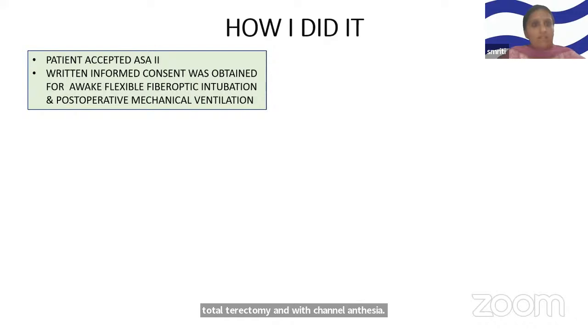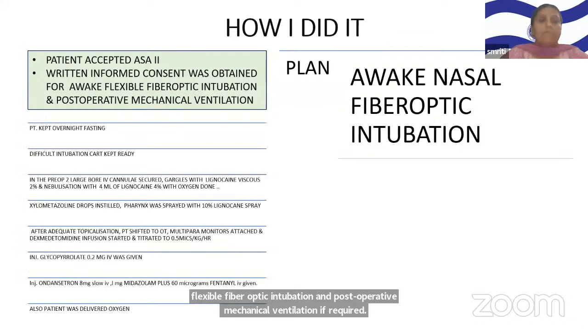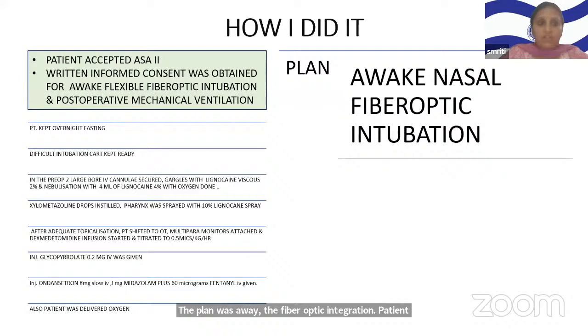So, how I did it? Patient was accepted under ASA 2. A written informed consent was obtained for awake, flexible, fiber optic intubation and post-operative mechanical ventilation if required. The plan was awake nasal fiber optic intubation. Patient was kept overnight fasting. In the operation theatre, a difficult intubation cart was kept ready.